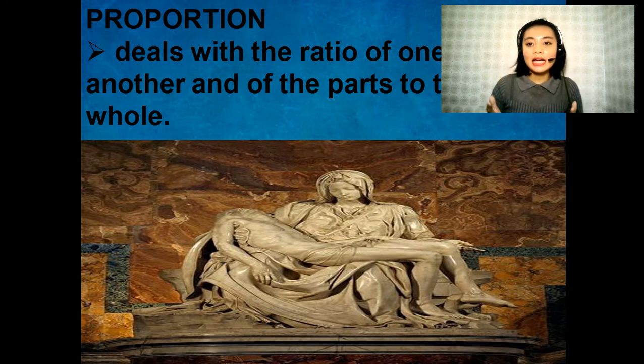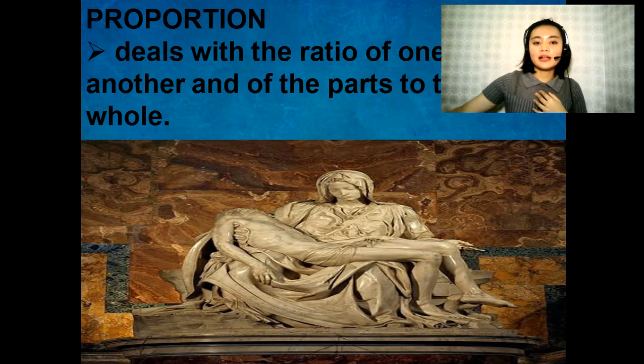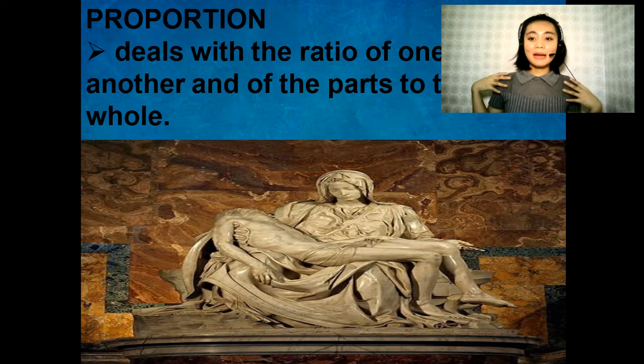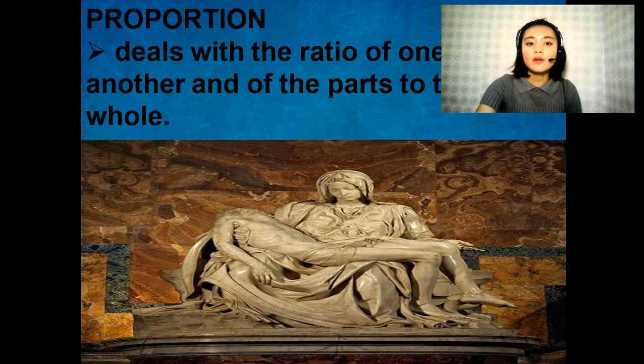Halimbawa, nag-drawing kayo ng tao, ano yung proportion ng kamay niya or ng braso niya? Sometimes kasi dito tayo nagkakamali pag nagdo-drawing tayo eh. So, halimbawa, nag-drawing tayo ng tao, masyado maliit yung kamay o kinalabasan o kaya masyado malapad yung balikat. So, hindi proportion yung nagagawa natin. So, proportion again deals with the ratio of one part to another or one part of a subject or an object in the artwork to the other parts of the whole.